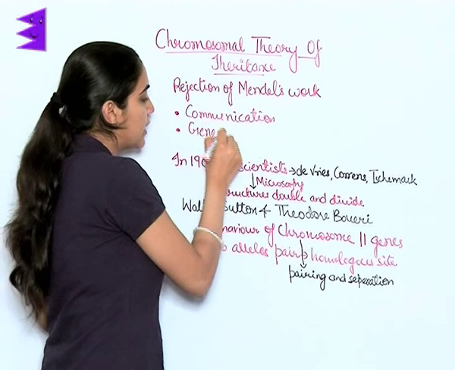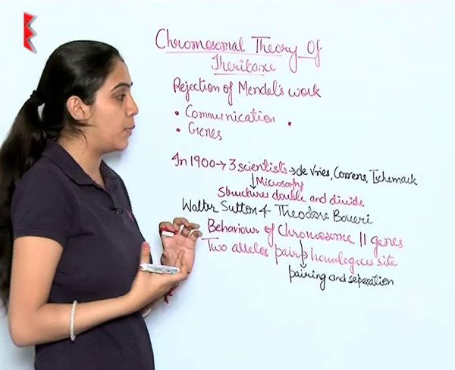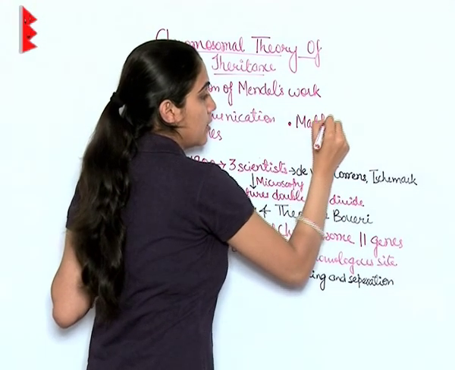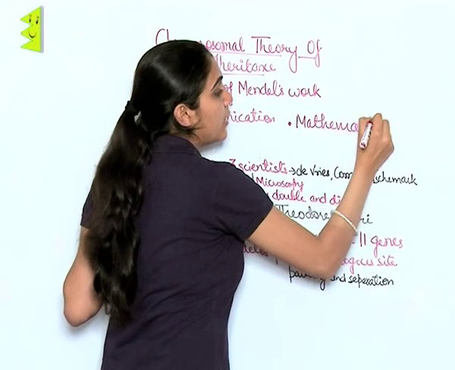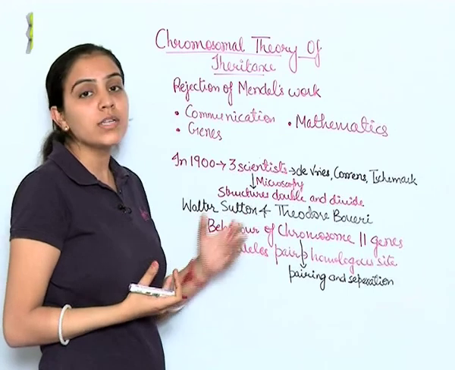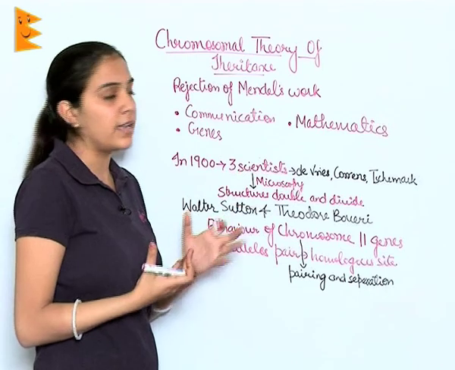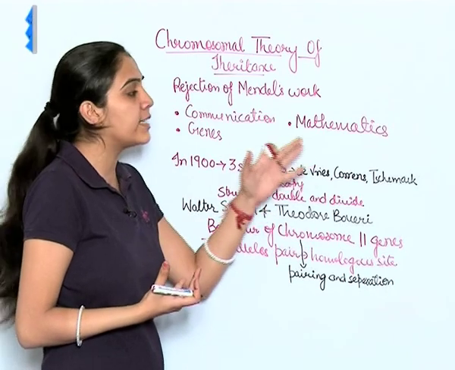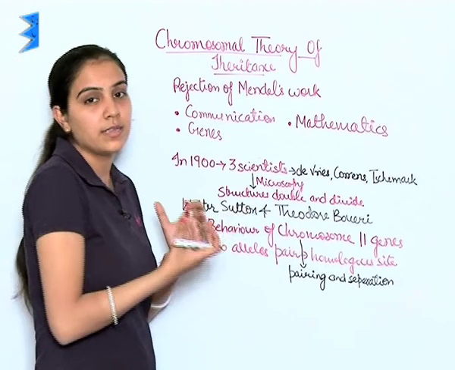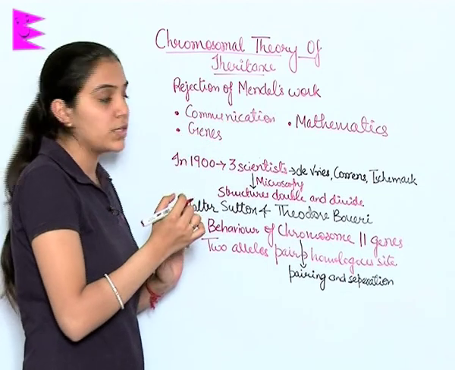Apart from this, the third reason for the rejection of Mendel's work was that he used mathematics. The application of mathematics or statistics to biology was somewhat new and unacceptable. People found that it was not worth it to use mathematics in biology. So these three were the reasons why Mendel's work was rejected.